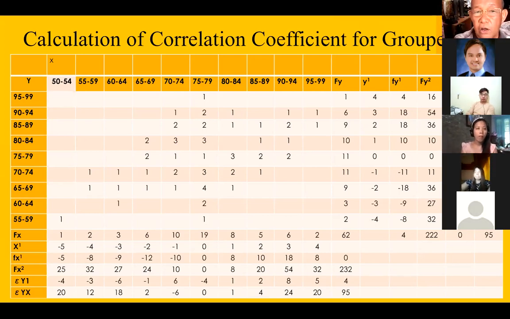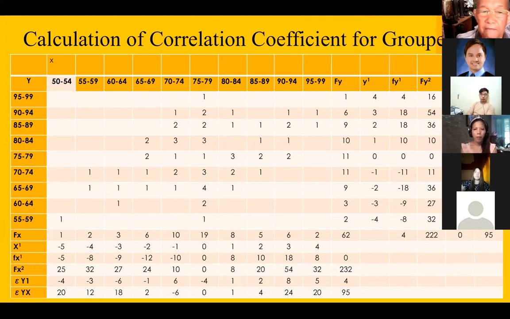If you look at this column, first column, Y 95 to 99, there is only one student, so it is 1 there. Here, you have 1 plus 2 plus 1 plus 1 plus 1, 6. You do that for all. Then get the sum, 62.